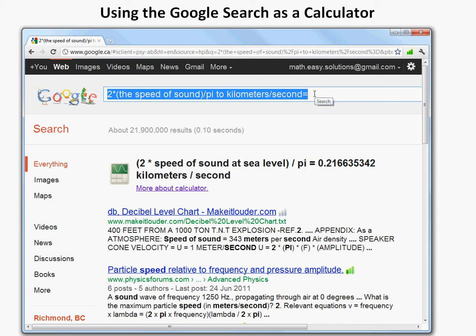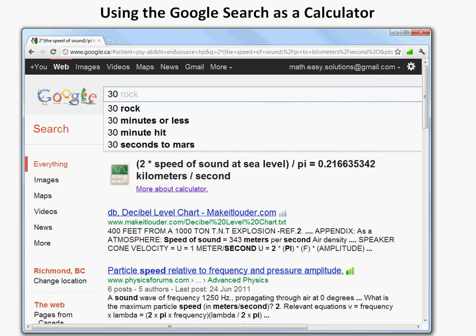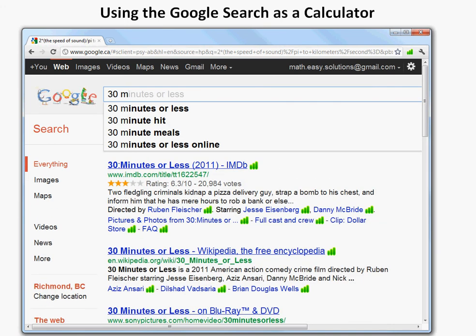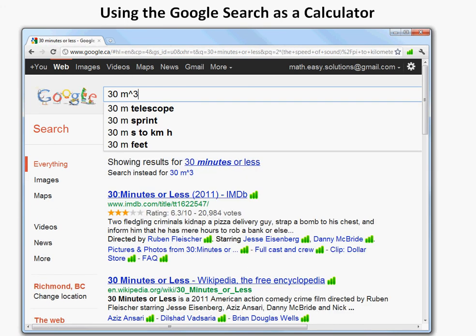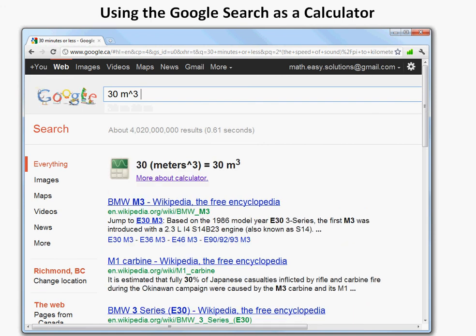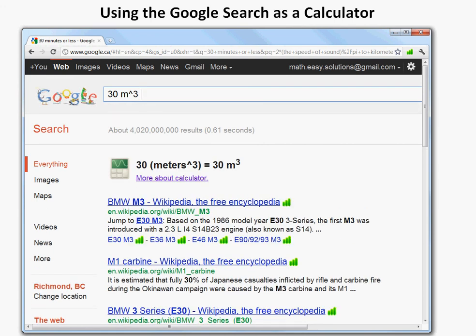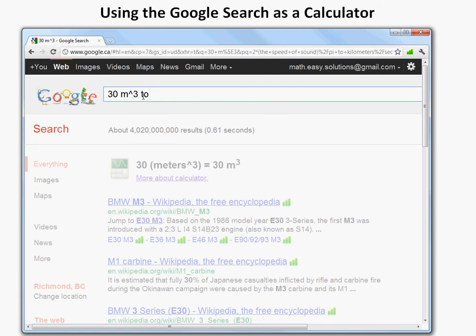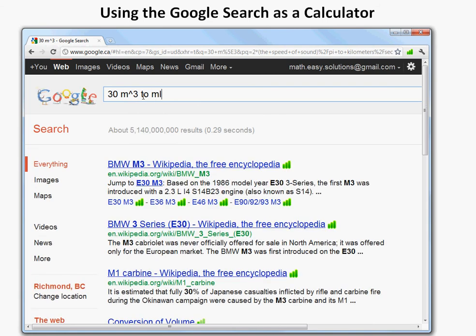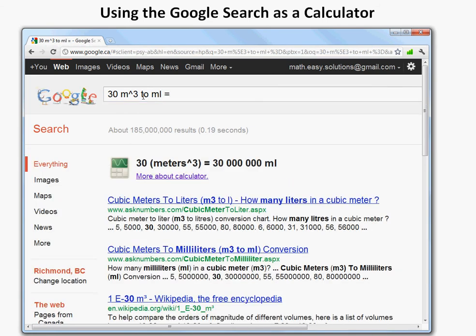Here, I was trying to think of something else. You could also write, let's say, units of volume. Let's go to 30 meters. Meters is m, and all you do is put it to the power of 3. So this equals 30 m3. Or let's say I want to convert it, all you do is write 2. I'm just saying 30 meters cubed to milliliters, ml, equals 30 million milliliters.